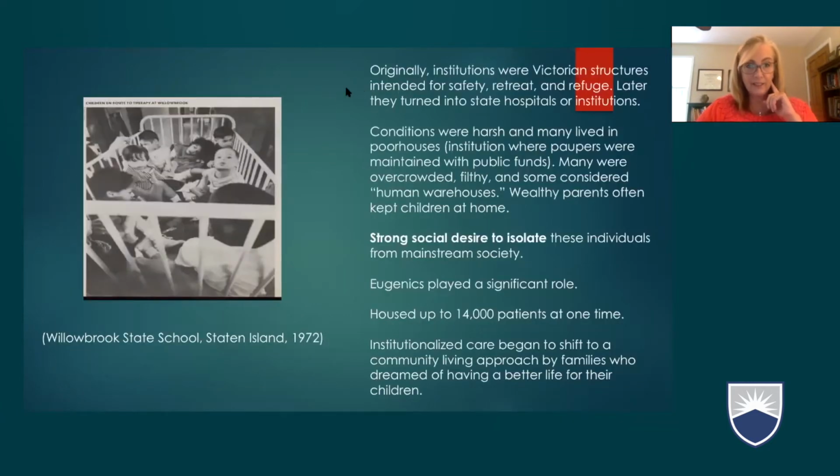So originally, institutions were Victorian structures intended for safety and retreat and refuge. And later they turned into these state hospitals or institutions, but the conditions in them were harsh. Many people lived in what are known as poor houses or institutions where paupers were maintained with public funds, but they were overcrowded and filthy and considered to be human warehouses. Wealthy families often kept their children at home.